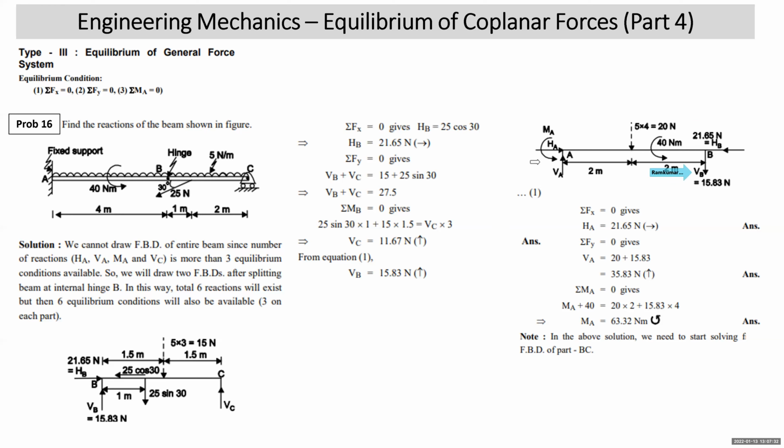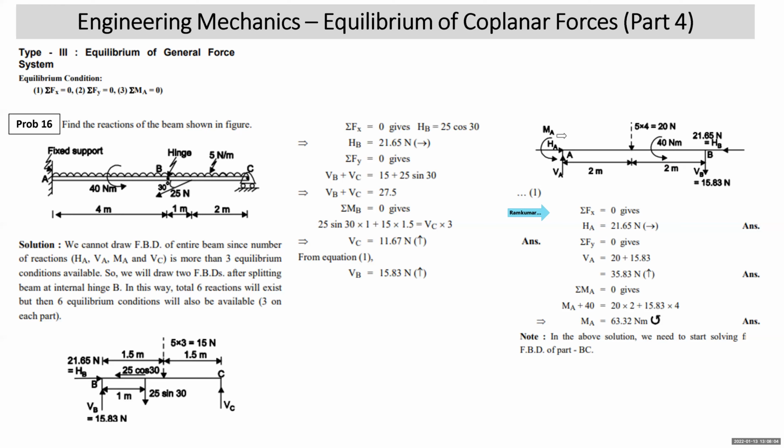Here A is fixed support, so we have shown three reactions, HA, VA, and MA. Directions are assumed. There is a UDL over 4 meter length on part AB, 5 into 4, that is 20 Newton, 2 meter from each side. The 40 Newton meter moment is an external moment, shown as it is. Now we are ready to solve this part. Sigma Fx equal to 0 gives you HA is equal to 21.65. That means it's positive, assumed direction is correct. Sigma Fy is equal to 0 gives me VA is equal to 20 plus 15.83, so 35.83. Positive, assumed direction is correct.